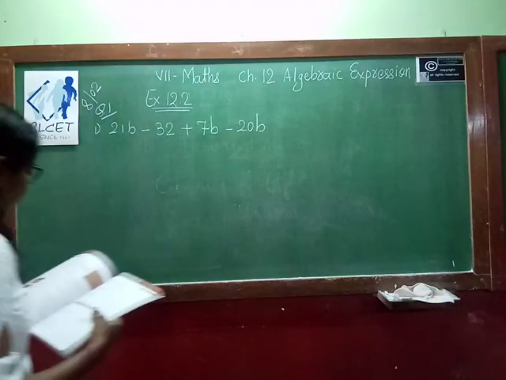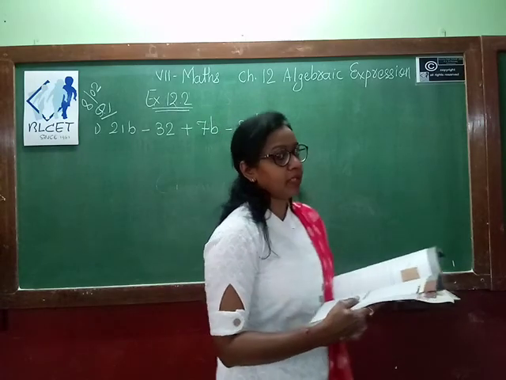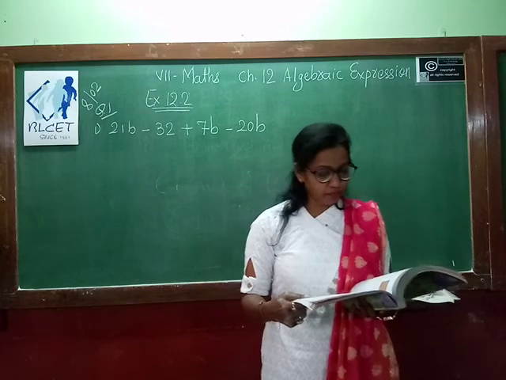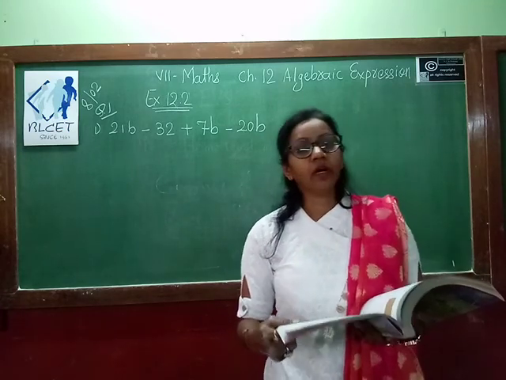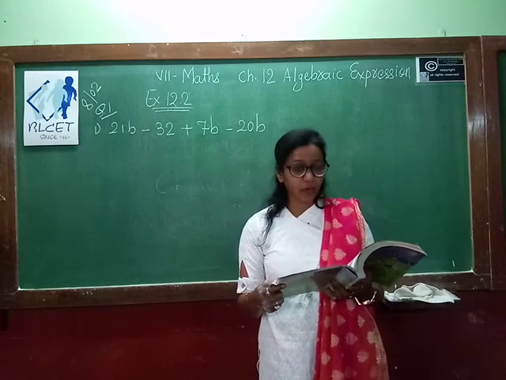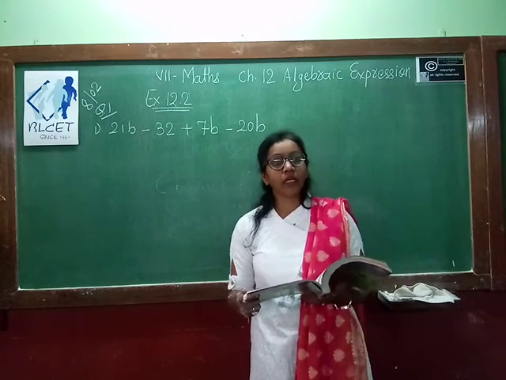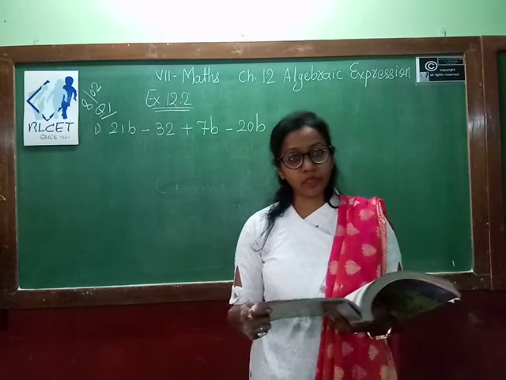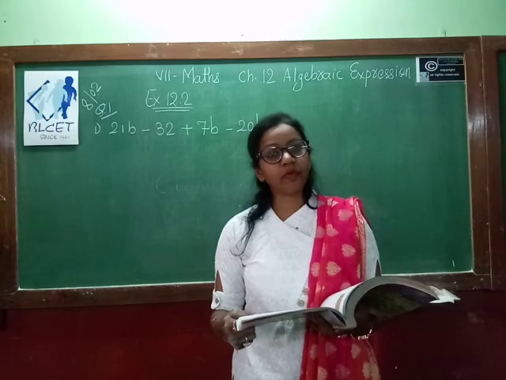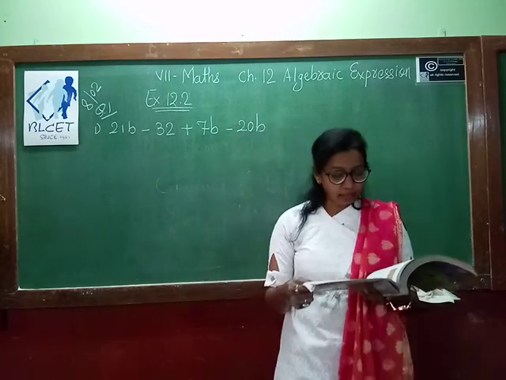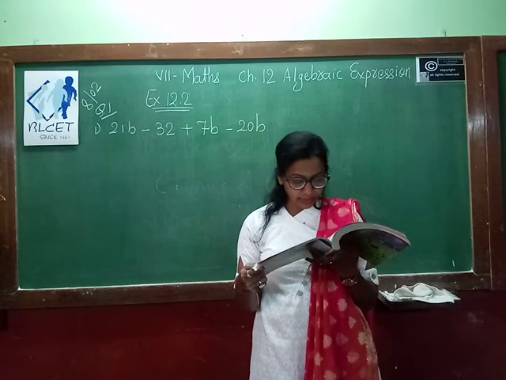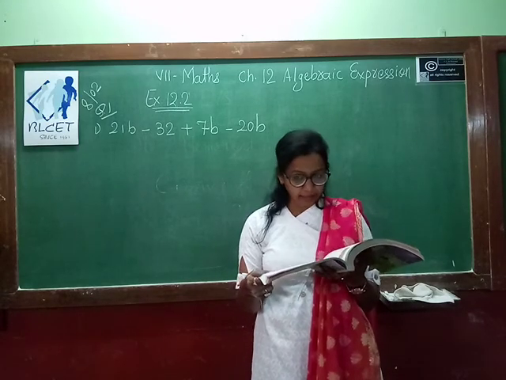In the online session we have already done the theory part, in which we discussed addition and subtraction of algebraic expressions. On the basis of that, now we will solve exercise 12.2. As we know, we can add like terms and we cannot add unlike terms. Keeping this in mind, we can try to solve the questions. The first question is: simplify by combining like terms.